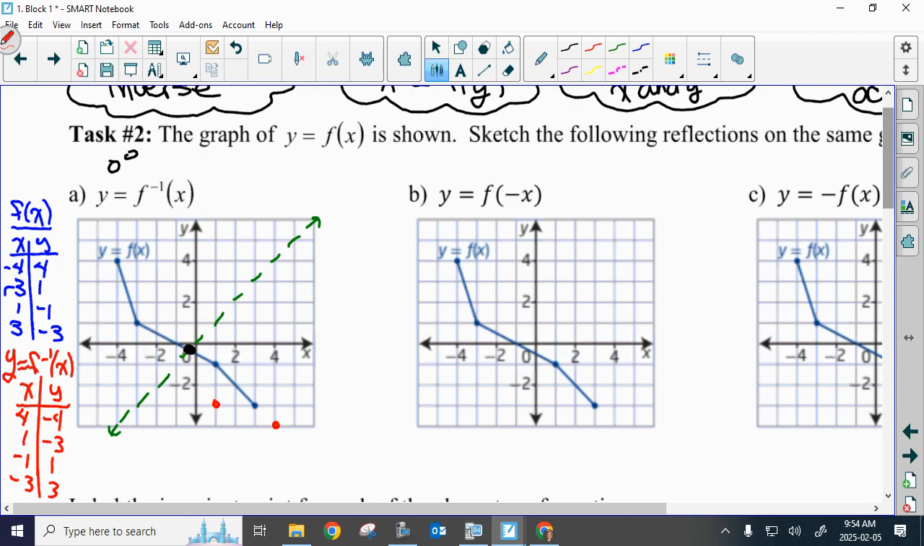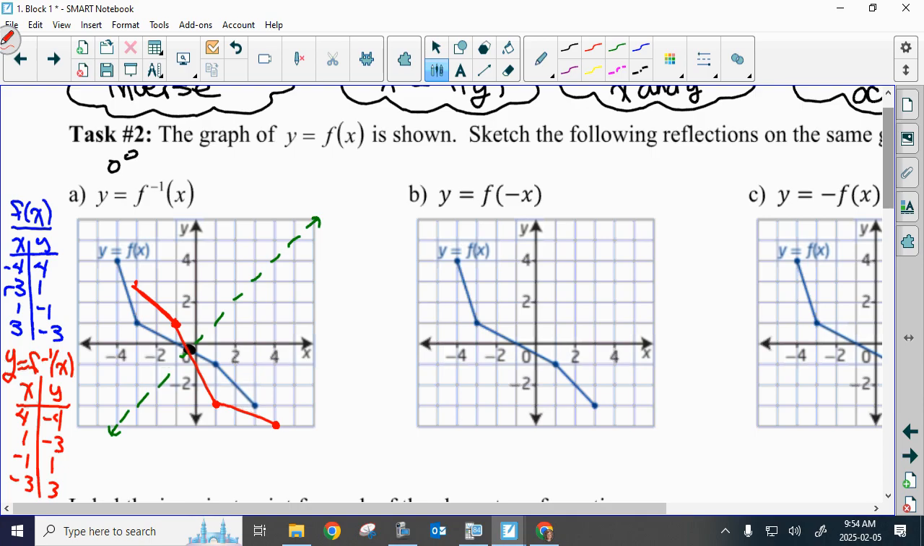We're going to hit this invariant point. Make sure you hit the invariant point. And then I've got 1, negative 1, and 1. So I'm just going to connect these. I'm going to make sure I hit that invariant point. And then I've got my negative 3 and positive 3.